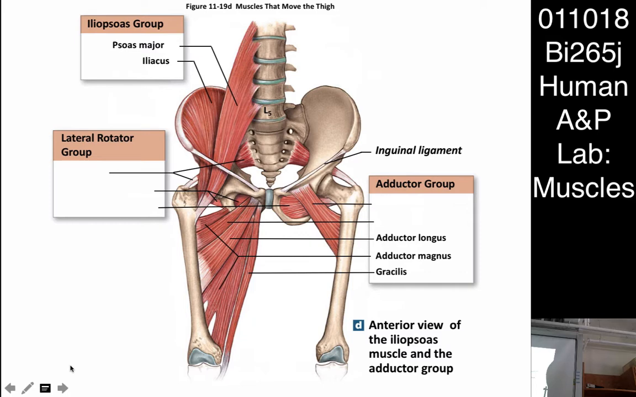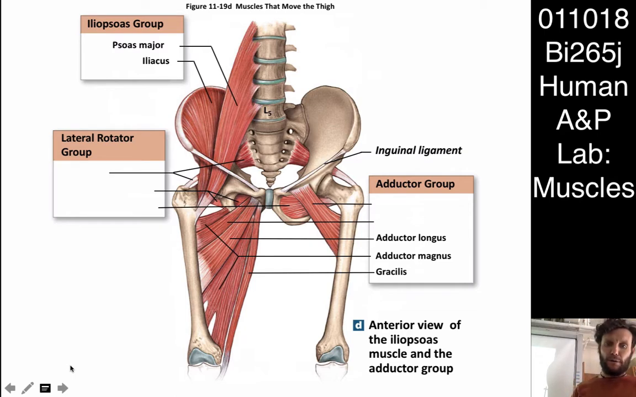All of these are adductors. It's an adductor group. It's going to bring the leg towards the midline. So if I was working against resistance, I would be using these muscles to adduct my leg. So there's an adductor magnus, and then on the superficial is adductor longus. Gracilis is also an adductor, but its actions are more nuanced.